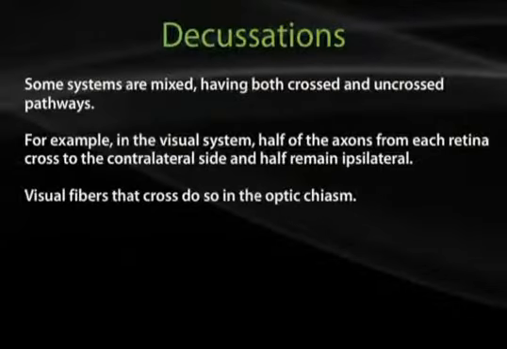Some systems are mixed, having both crossed and uncrossed pathways. For example, in the visual system, half of the axons from each retina cross to the contralateral side, and half remain ipsilateral. Visual fibers that cross do so in the optic chiasm.